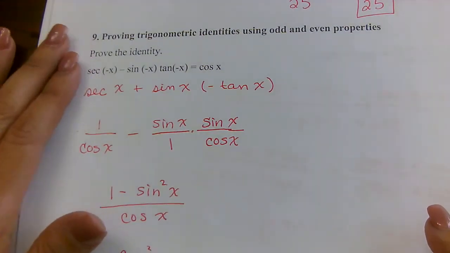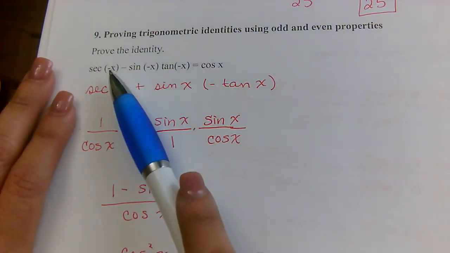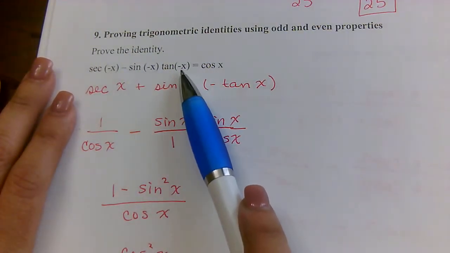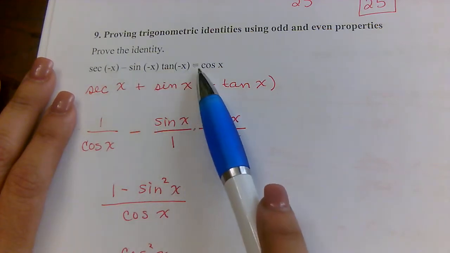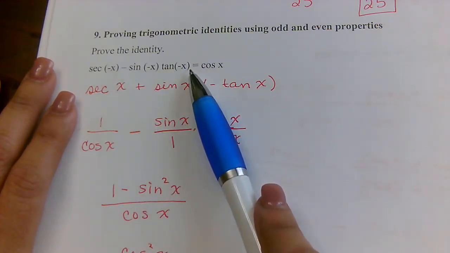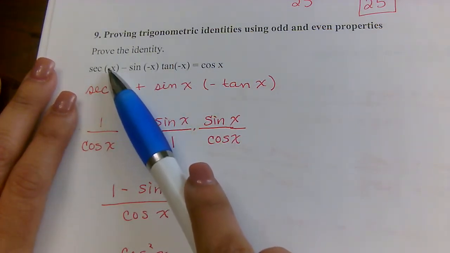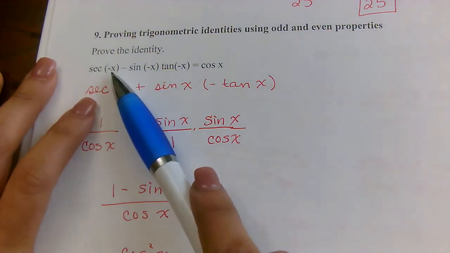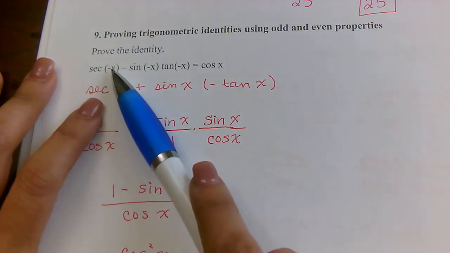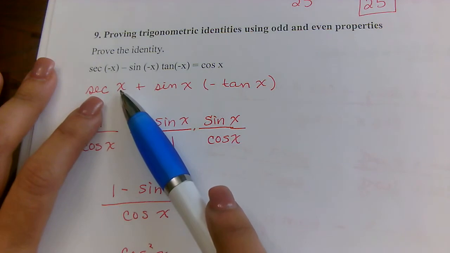Alright, number 9, we're going back to proofs. Remember here now we have negatives inside the parentheses, which means we have to determine if these functions are odd or even. Okay? Secant is going to be the reciprocal of cosine, and cosine is an even function. So secant is also even.